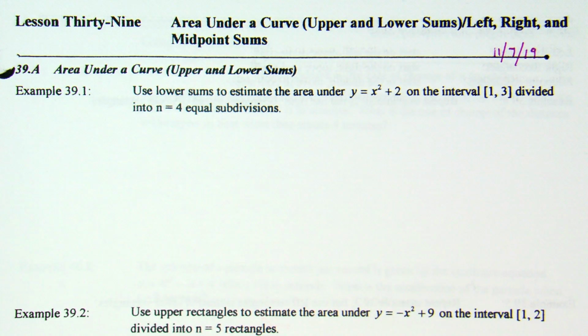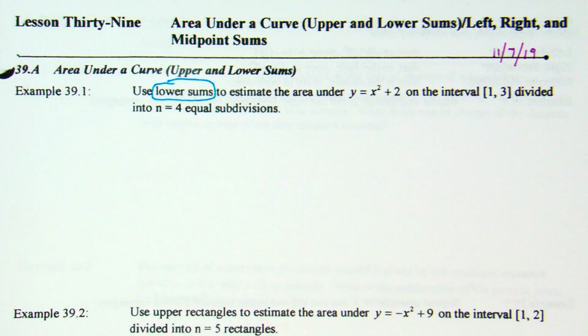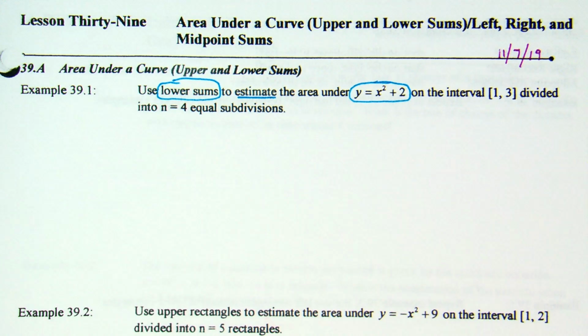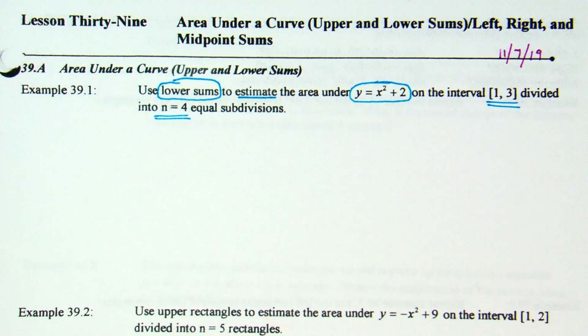So example 1, use lower sums. Note it specifically says lower. It's always going to have to dictate what type of sums they want you using. So use lower sums to estimate. This is just an estimate, it's not giving us exact. The area under the curve, y equals x squared plus 2 on the interval from 1 to 3. So that's saying from where x equals 1 to where x equals 3, divided into n equals 4 equal subdivisions.